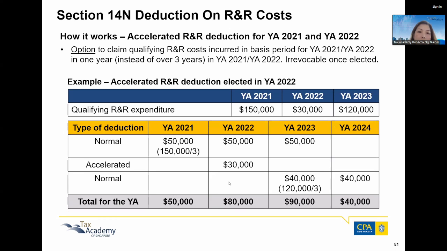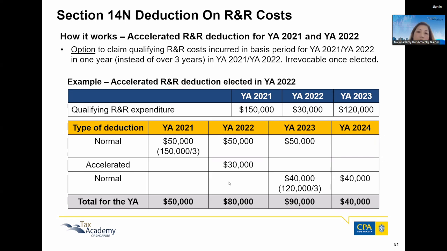Accelerated R&R deduction for YA 2021 and 2022. That is under the provision of Section 14N. There is also special provision for YA 2021 and 2022. If the company has qualifying R&R costs incurred in the basis period for YA 2021 and 2022, the company can have the option to claim 1 year instead of 3 years. Once the option is exercised, it's irrevocable.